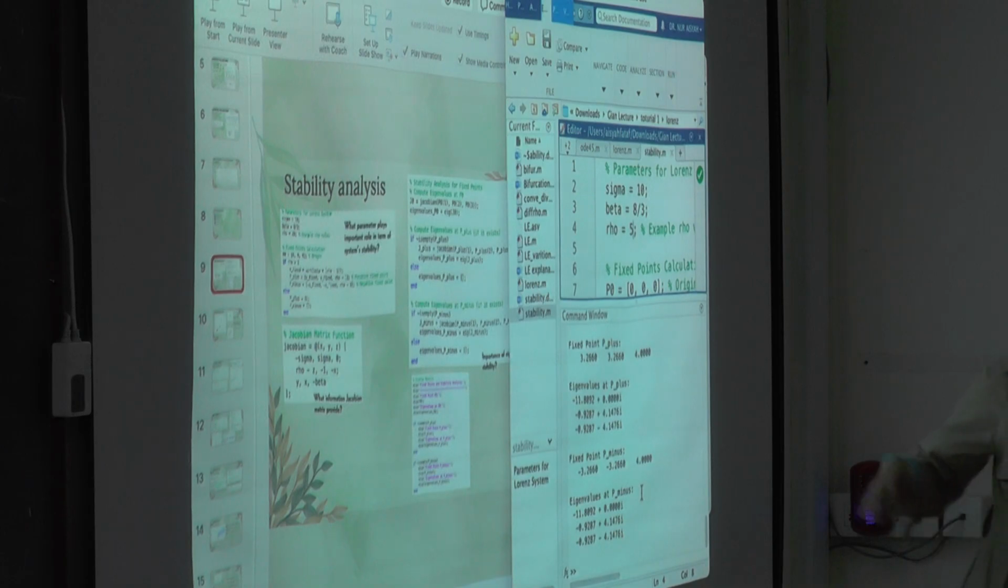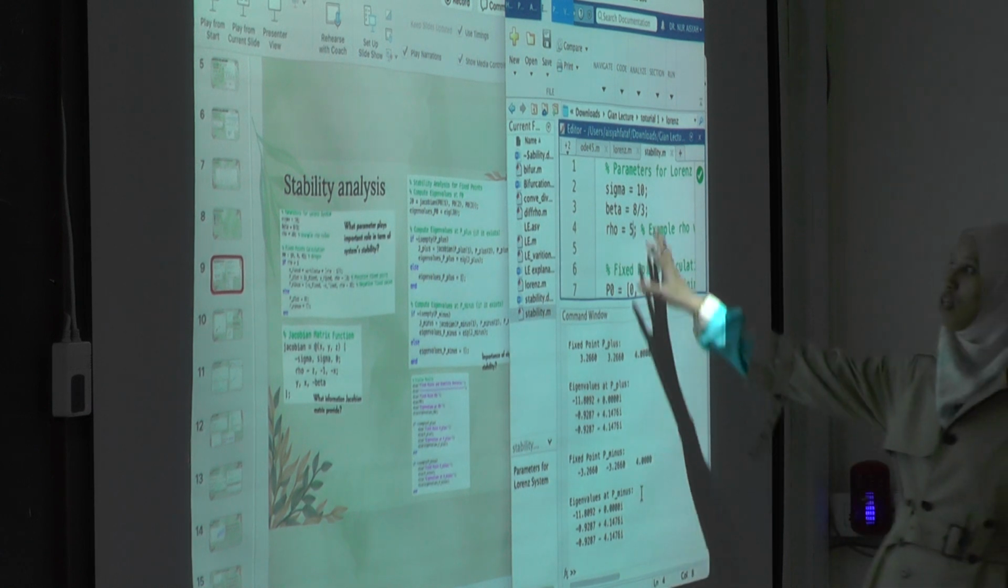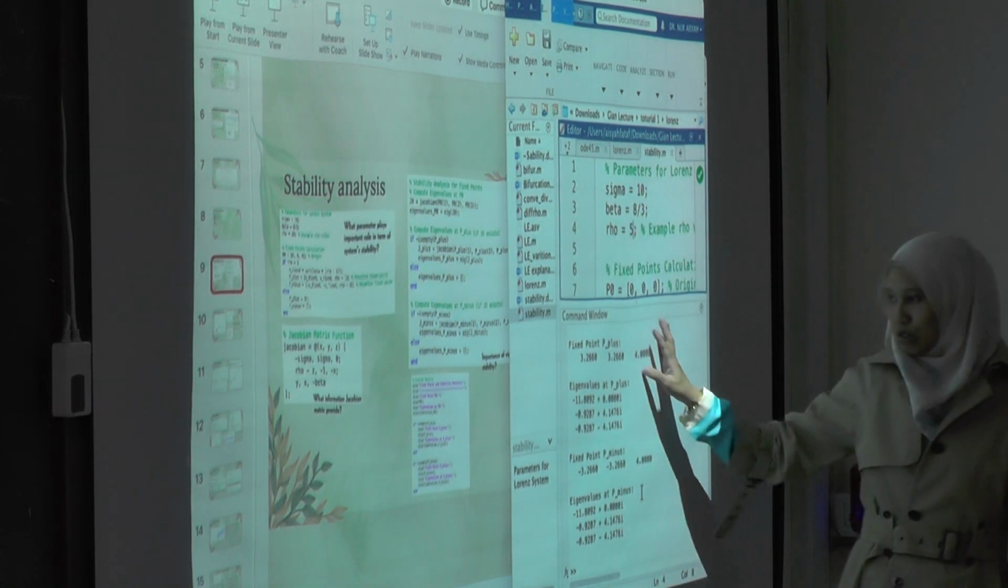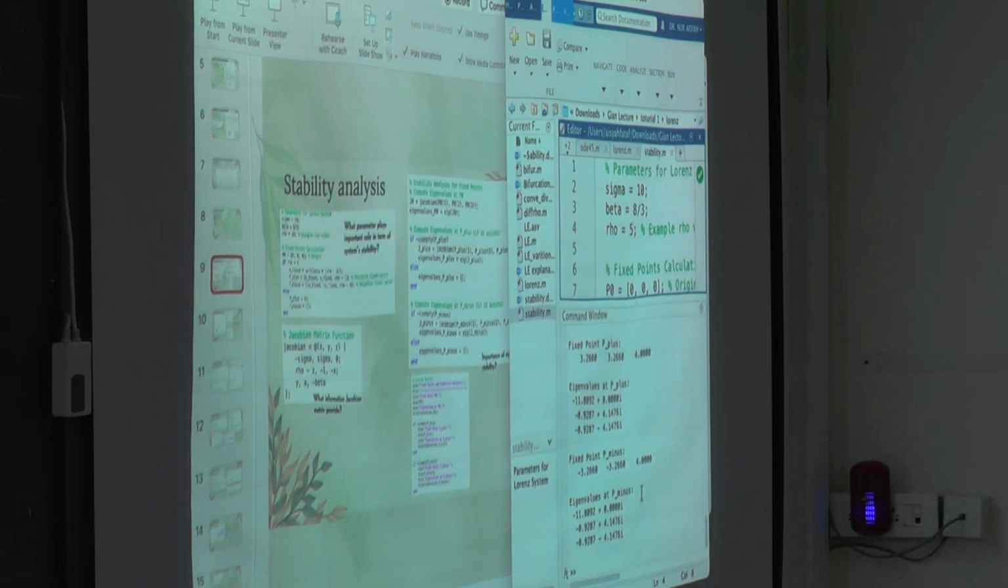Okay, so that's why after plotting, before we are sure, we have to check the stability. The stability tells us the behavior nearby the fixed point. Okay, so are you okay with this? Okay with the fixed point?